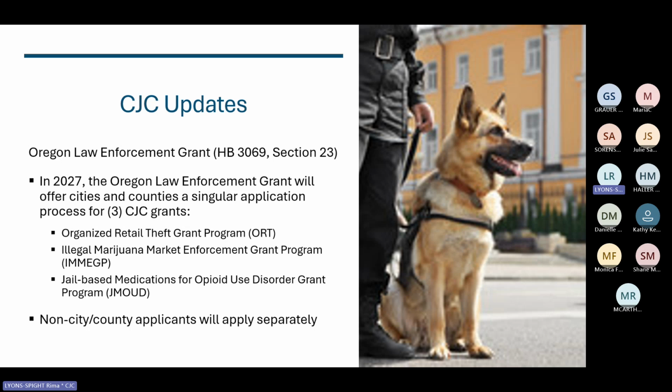Specifically for law enforcement grant programs, starting in the 2027 biennium, so the application cycle that's going to open next year, the Oregon Law Enforcement Grant is going to offer cities and counties one application process for 3 different grants, which is going to include Organized Retail Theft Grant Program, this grant program, and the Jail-Based Medicaid for Opioid Use Disorder Grant Program.